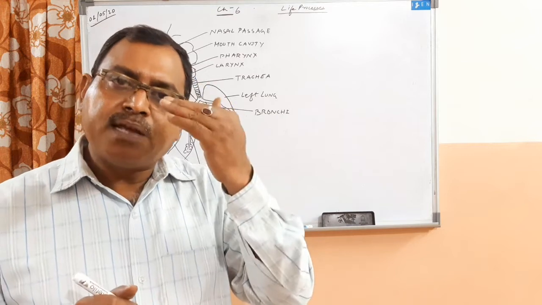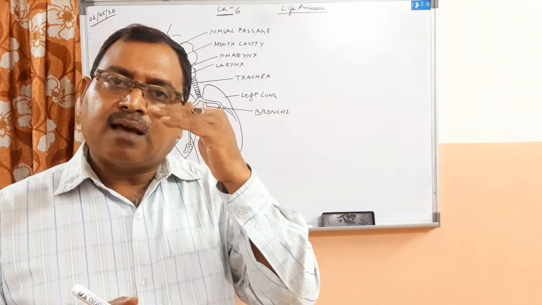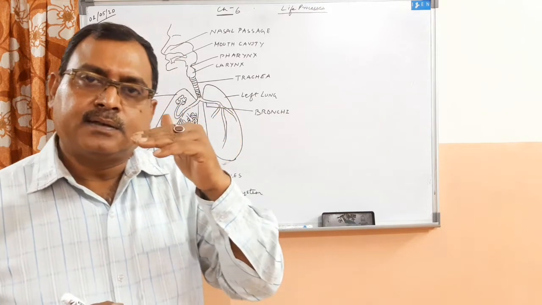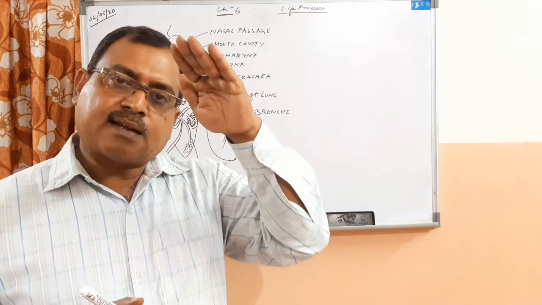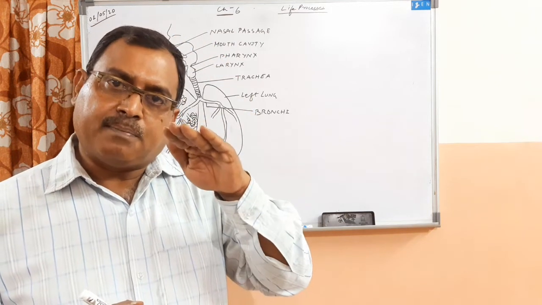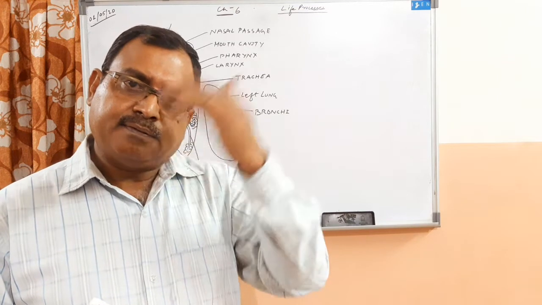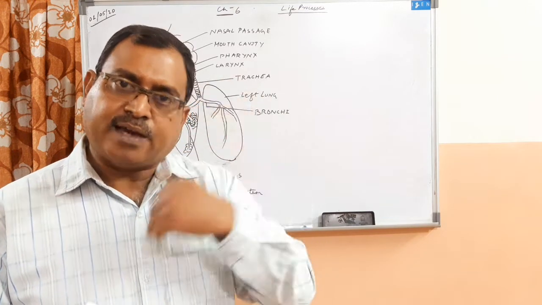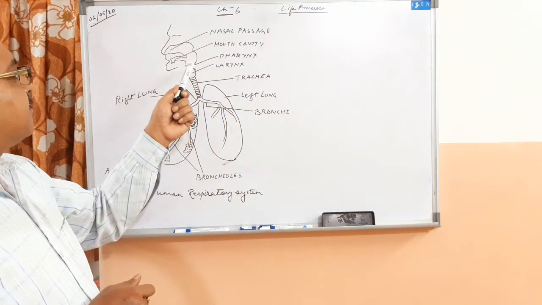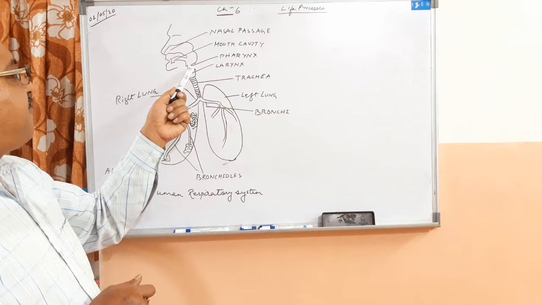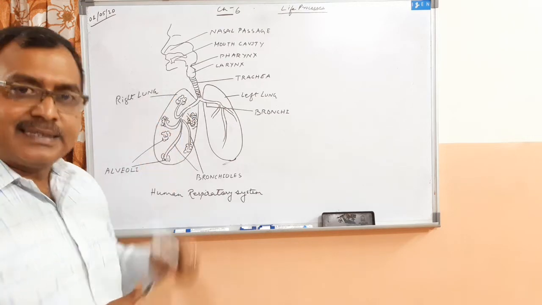Now whenever we breathe in, at that time there is a flap, which is called the epiglottis, that covers the food pipe, right? And air enters the trachea or windpipe. Now, as you move further, here is a thin pharynx. Below the pharynx is the larynx.